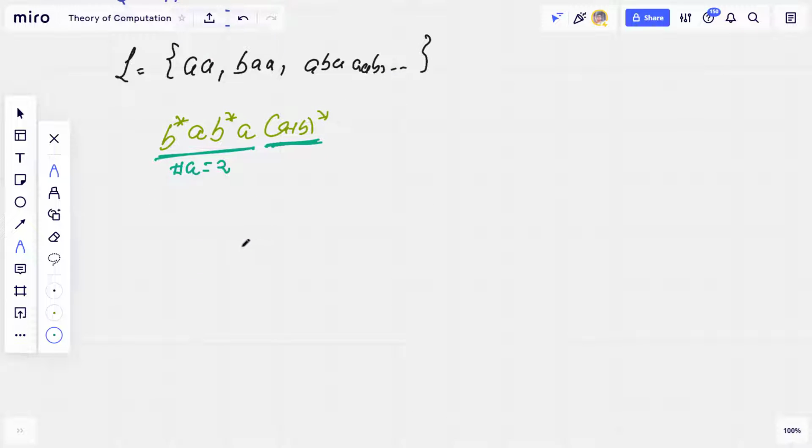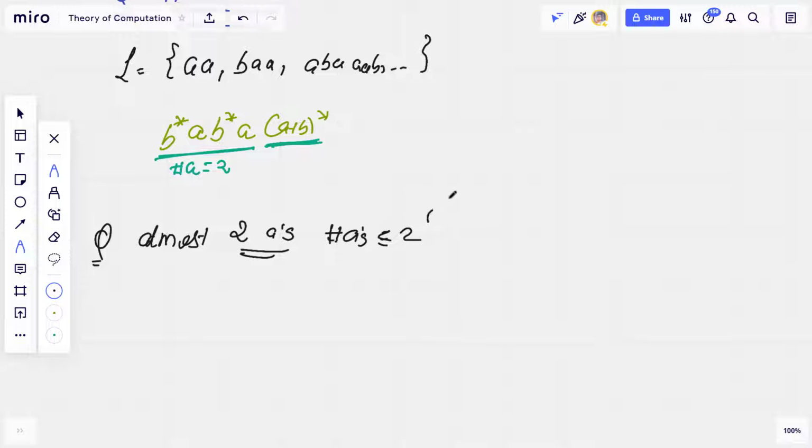Cool. Let's see one more question, which is the set of strings having at most 2 A's. At most 2 A's, this is important. At most 2 A's means the number of A's in W is less than or equal to 2. That's what it means. So it should have at most 2 A's.